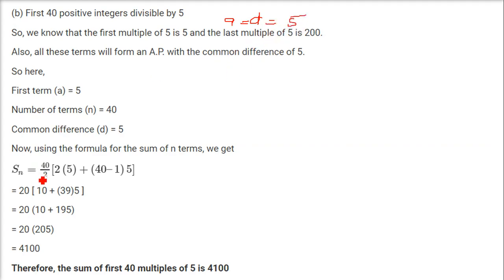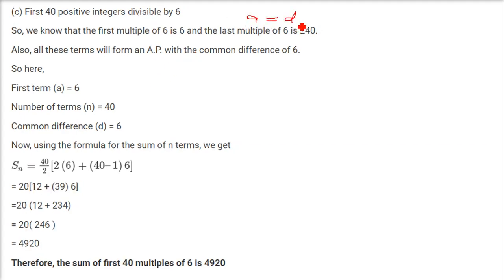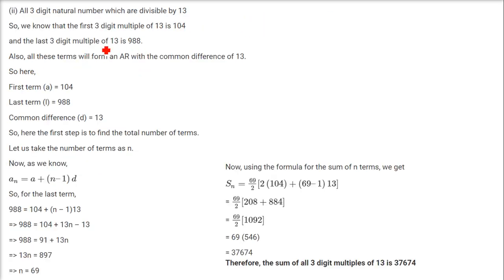This is the only thing here. A and d are known, and n is also known. Just use the formula. Here a and d will be equal to 6. The reason is only this, that it will be 6. And S40 we have to find out.